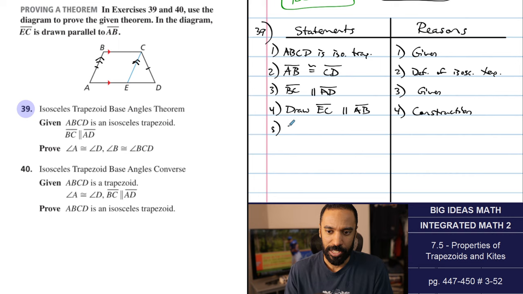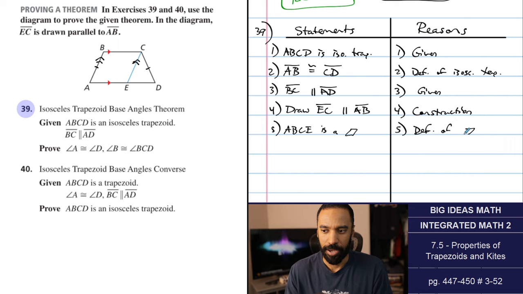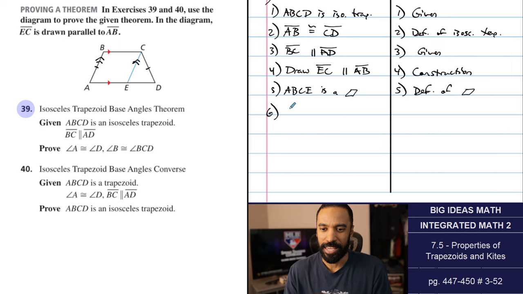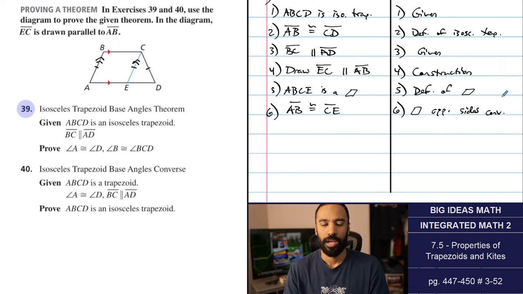So A, B, C, E is a parallelogram. I'm just going to do the symbol. Definition of parallelogram. Hopefully you know that I'm not saying trapezoid or anything like that. So AB is now congruent to CE. AB congruent to CE by opposite sides converse parallelogram. Opposite sides converse. Okay.